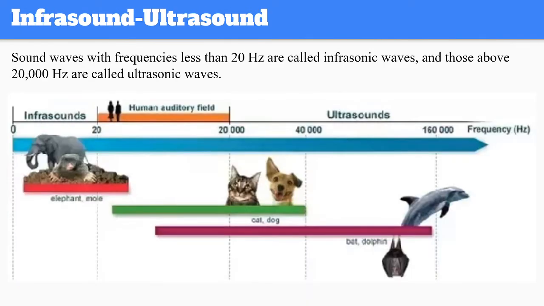We also have wave frequencies above and below the audible range that have special names. Infra means below, and ultra means beyond. So anything below 20 hertz is going to be infrasound. Anything above 20,000 hertz, which is the highest frequency that we can hear, is going to be ultrasound.